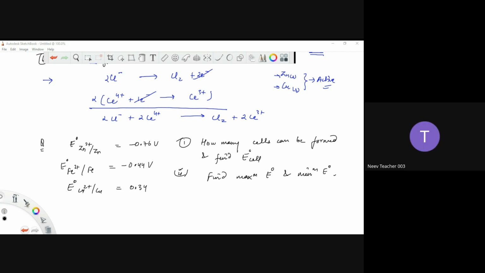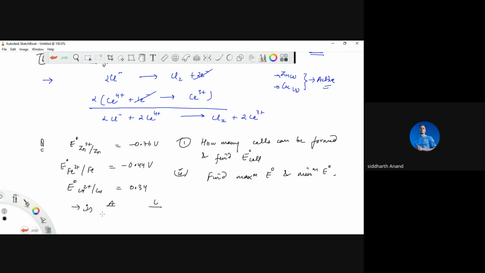Yes, guys, doing or not? Sir, you can form three cells. We can form 3 cells. Okay. And what are all these? If I say the first one, that will be the combination of, just say, this is anode and this is cathode this way. So what should I make as anode?